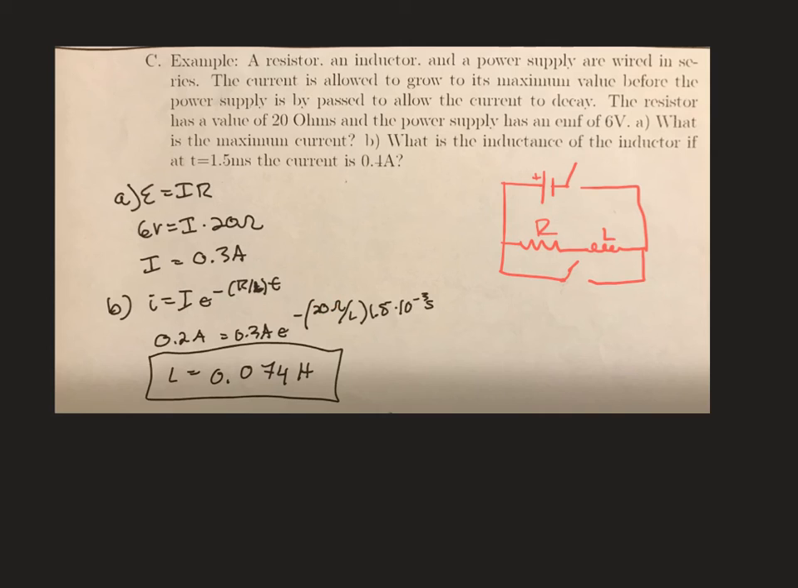I plugged in the resistance given in the problem and the maximum current I found in part A, and that allows me to solve for the inductance. And don't forget the units of inductance are henries.